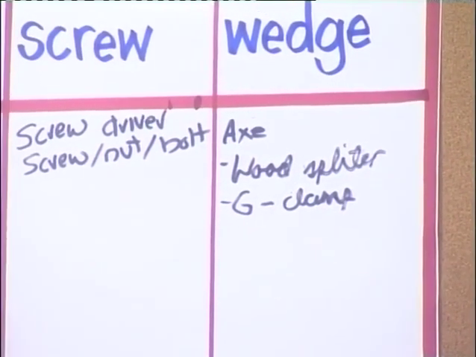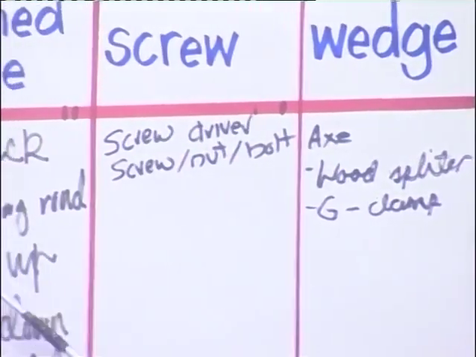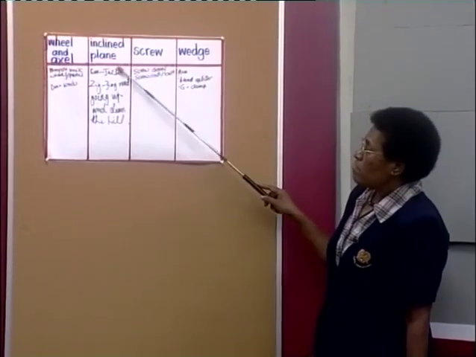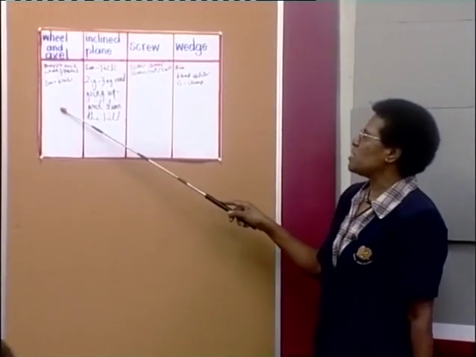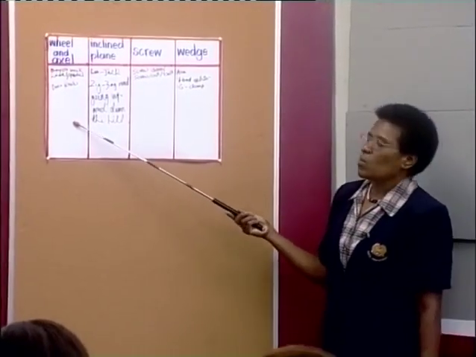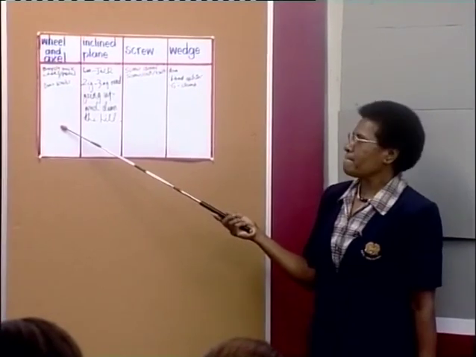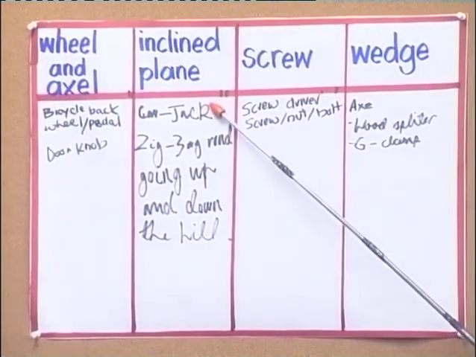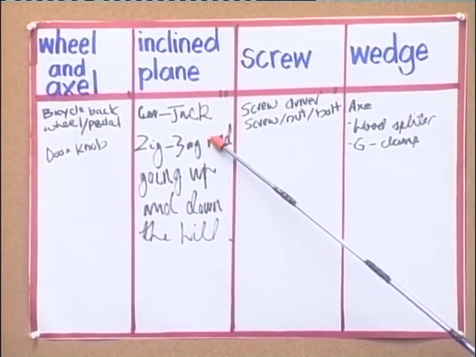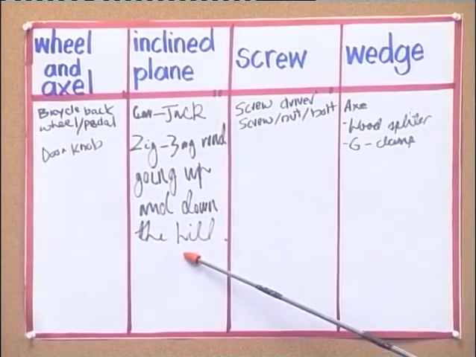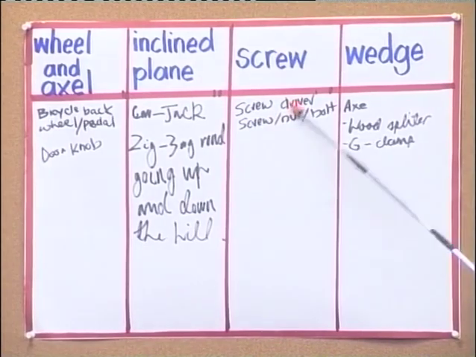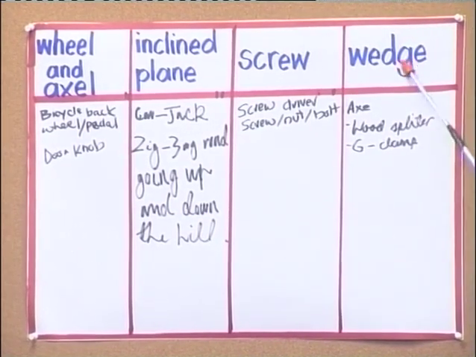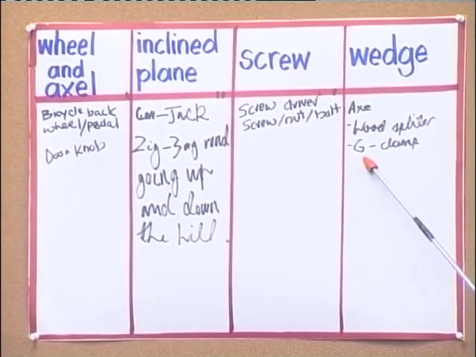Thank you. Let's just look quickly at those lists. We have wheel and axle: bicycle, back wheel pedal, door knob. Any that you think should be in there and it's not there? Okay, let's have a look at inclined planes. It says car jack, zigzag road. Screws, we have screwdriver, screw nut, bolt. Wedge, we have axe, wood splitter, G clamp.